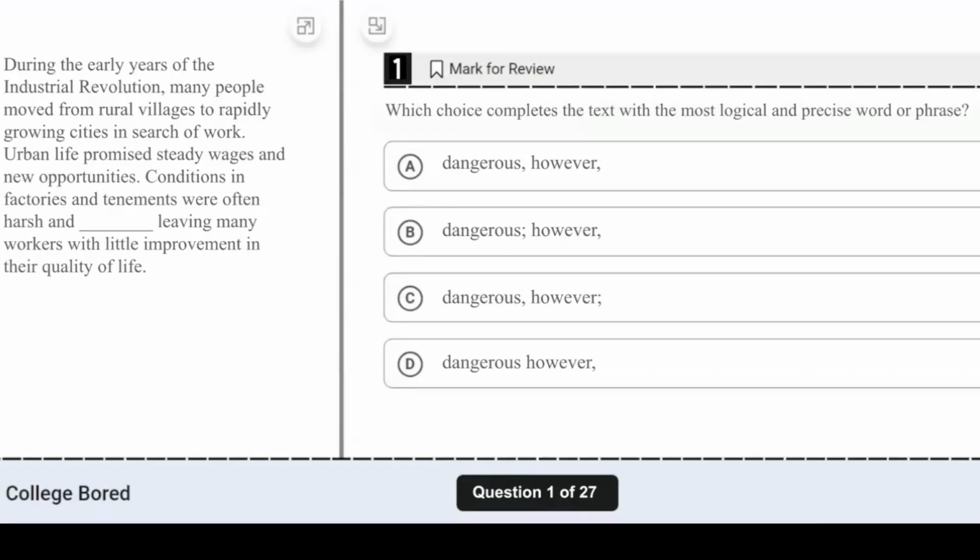So it's not just a question of do we have a run-on sentence or not? It's not just a question of do we need to separate the sentences with a semicolon or not? It's also a question of what sentence the word however belongs in.